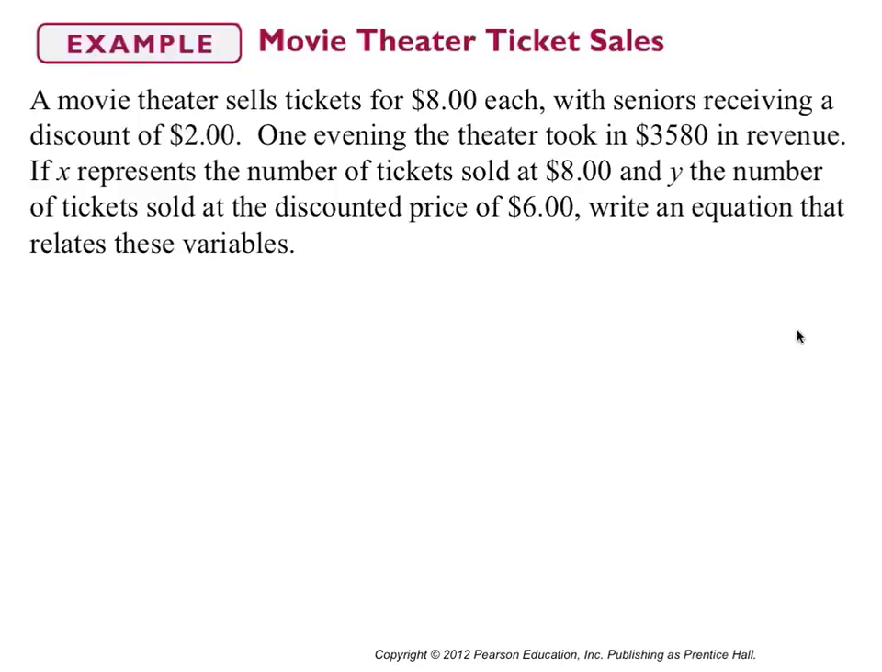Okay, let's look at an example where we have kind of an applied situation. So let's look at something where we have movie theater ticket sales. A movie theater sells tickets for $8 each, with seniors receiving a discount of $2. One evening, the theater took in $3,580 in revenue. X is going to represent the number of tickets sold at $8, and Y is going to represent the number of tickets sold at our discounted senior price of $6. So we want to write equations that relate these variables, and then we're going to solve them.